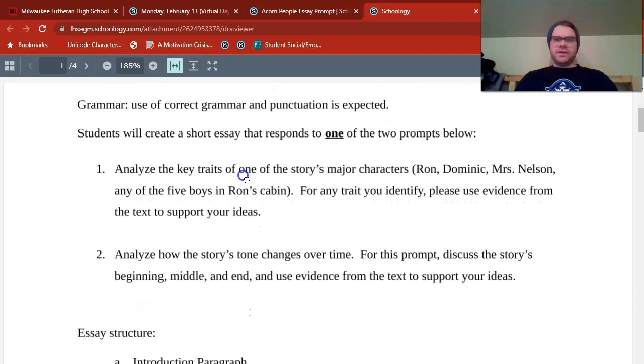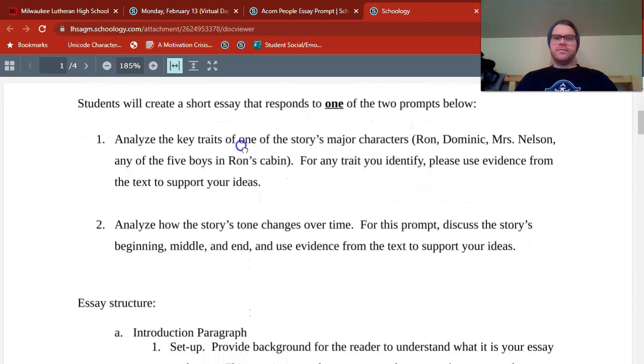Two prompt options right here, and I'll walk through both of them briefly. Again, you only have to respond to one of these two prompts, not both. So whichever one you like better is the one you should go for. Again, if you had Mrs. Tan last semester, I would maybe challenge you to avoid character and focus more on the tone one, but I will leave that up to you.